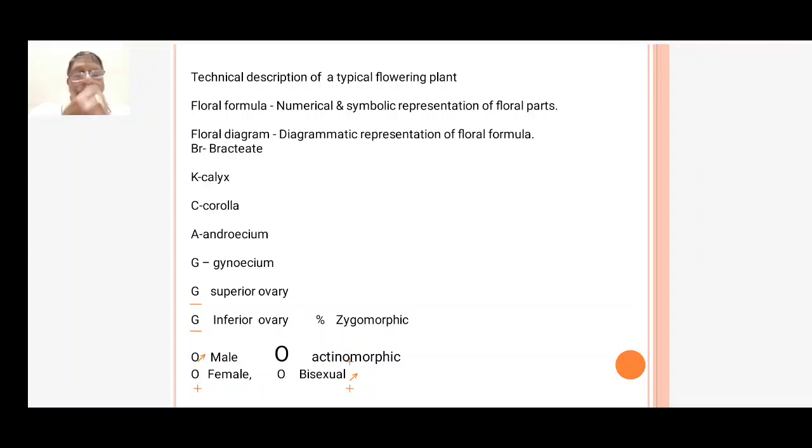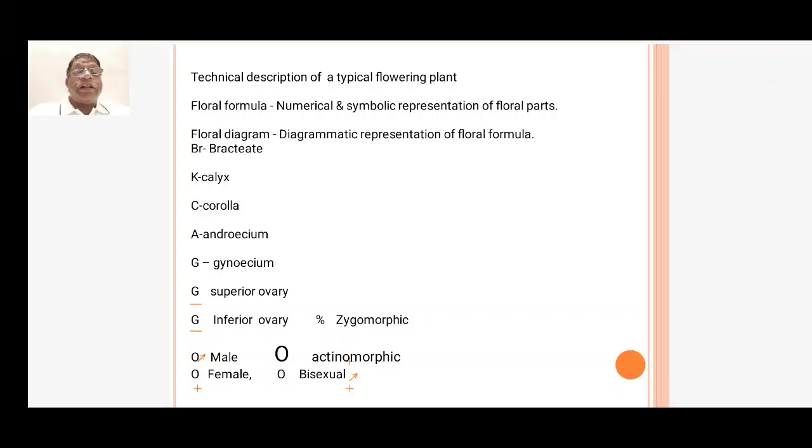Then we study the gynoecium. What about the gynoecium? How many carpels are there in the ovary? Bi, uni, or tri, tetra. How many locules are there? What type of placentation is there? We study.